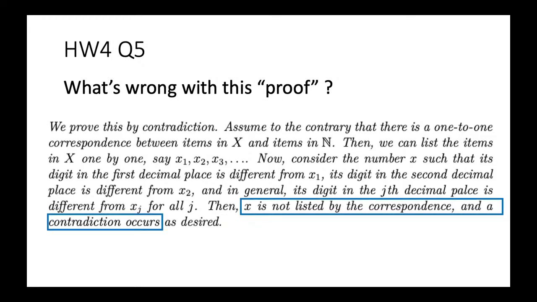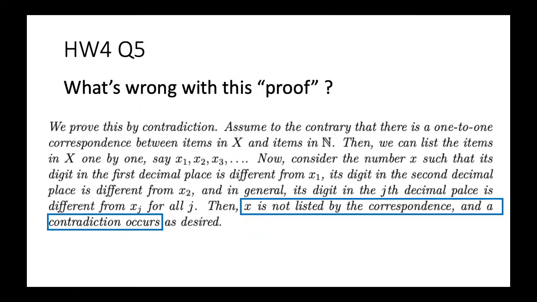So this is the error. In this proof, we construct a certain number x, and then we claim that this x is not listed by the correspondence using this method. So in that case, a contradiction occurs, and then we show that this cannot be a countable set. Basically, this proof is like this. We assume that X is countable, so there is a listing of the numbers in X with one-to-one correspondence with 1, 2, 3, and so on.